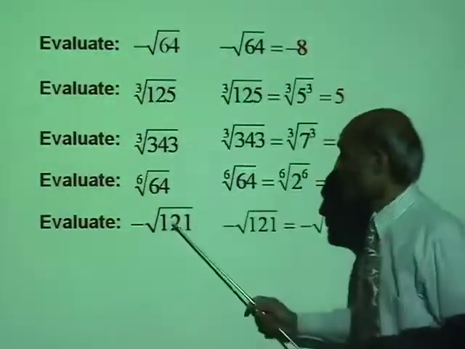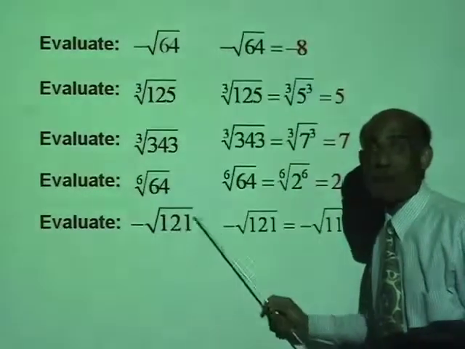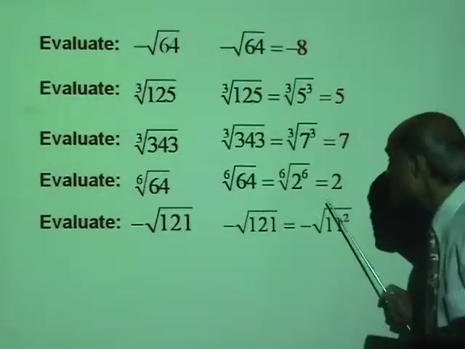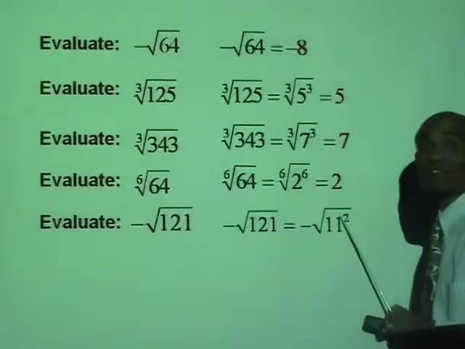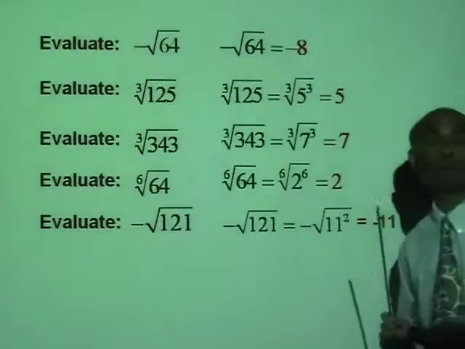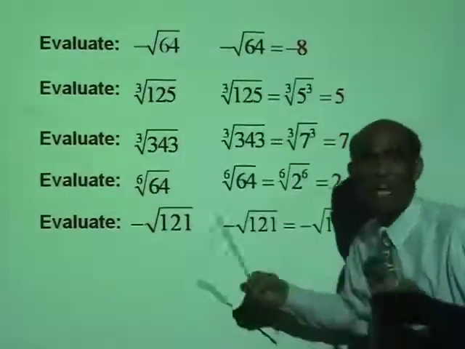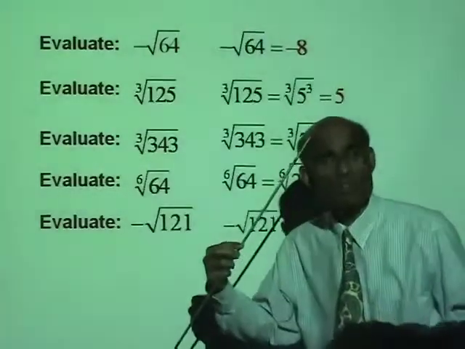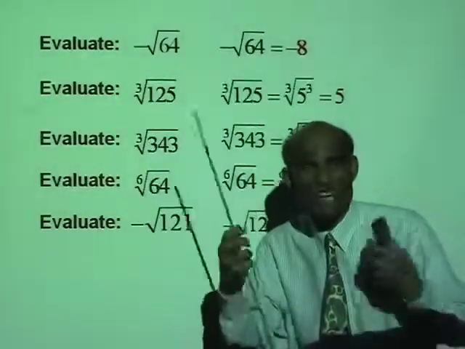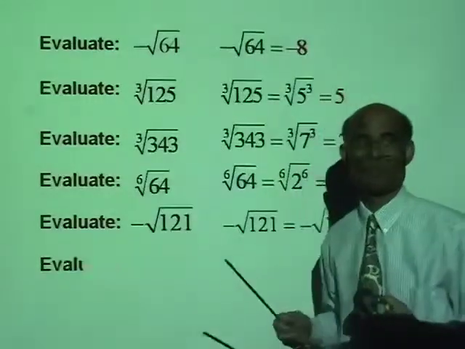Okay. Negative square root of 121 is negative square root of 11 squared. That will be negative 11. Now, very important results. Go through them and learn them. But you need to work them out in your own mind. Get the feel of numbers. Then you begin to enjoy this.